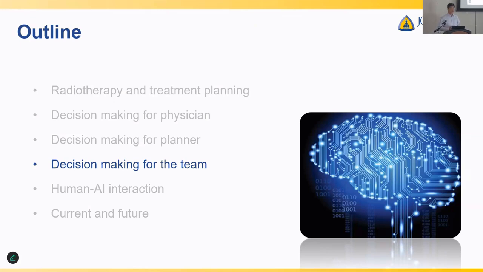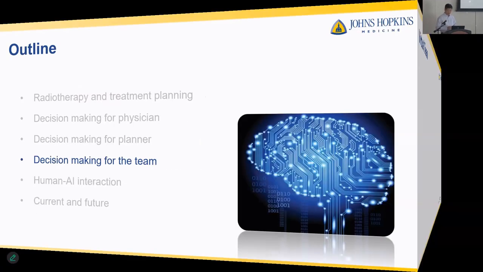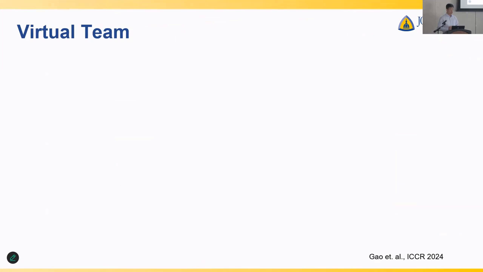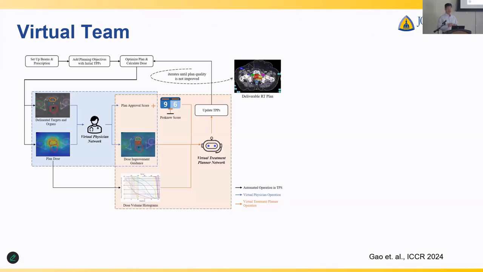Now that we have separately addressed how to decide whether plans are good or bad, and how to achieve a plan using a treatment planning system, the next step is to connect the two and get the team together, to mimic what is really done in the routine clinic. So we built this virtual team. Not surprising, we just couple everything together. We have the virtual planner operating a treatment planning system, but this time, as we train the virtual planner, the score function is not only the plan quality, but also the physician's preference score that we trained in the first step.